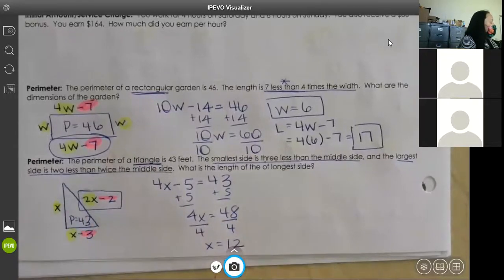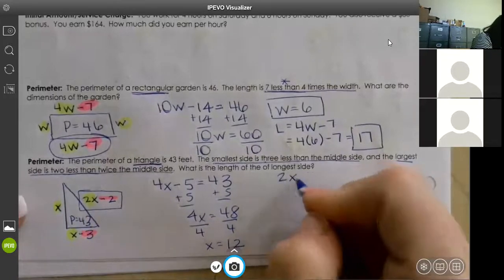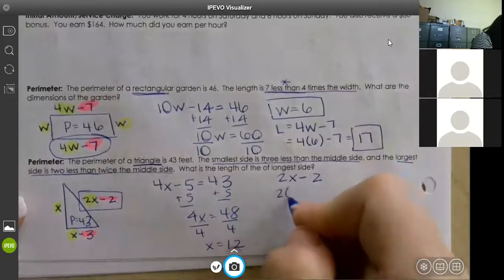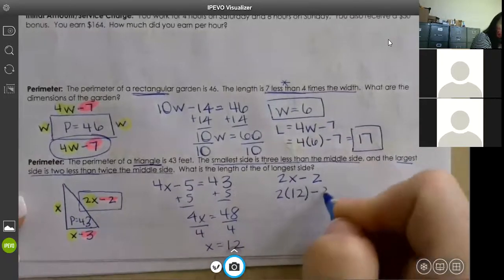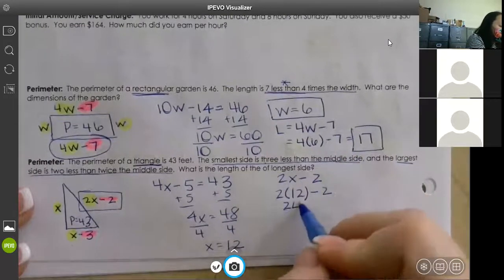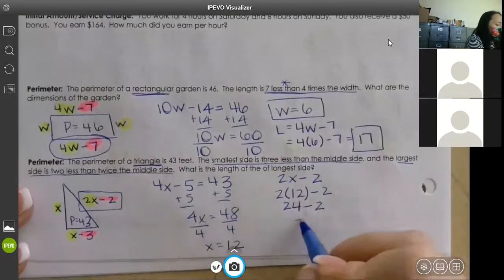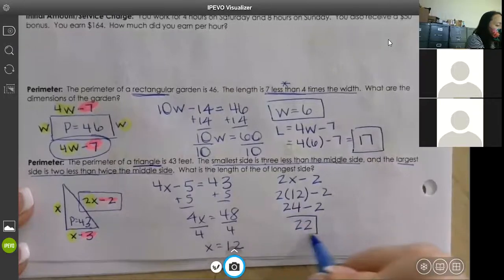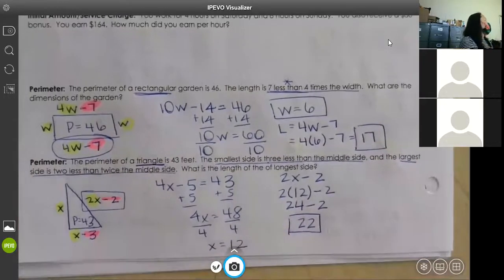This one, right? So we're going to do 2x minus 2. We found out that x was 12, and then subtract 2. 2 times 12 is 24. Minus 2 is 22. If you wanted to put that in your calculator and not do all the steps, that's fine too.